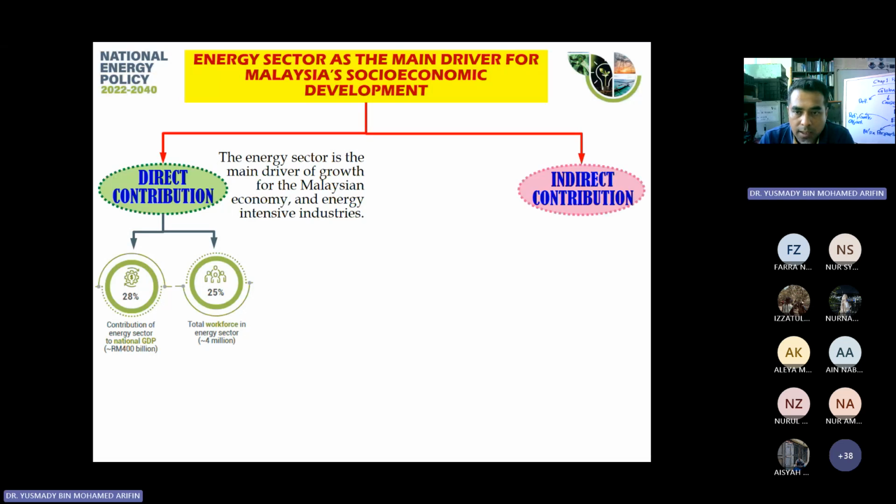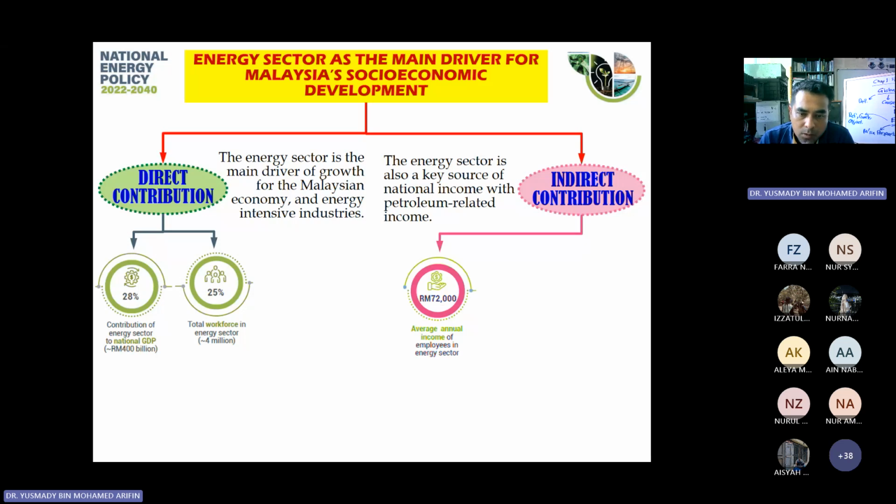And we'll also have indirect contribution, where the energy sector is also a key source of national income with petroleum related income. So we'll have RM 72,000, where this value represents the average annual income of employees in the energy sector. So this is for the workers involved in the energy sector. Average annual income means the yearly income for workers involved in the energy sector. Okay.